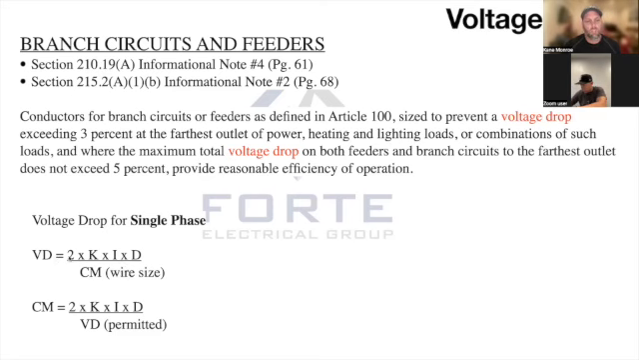So voltage drop is 2 times, and remember, 2 means single phase. To remember the 2, it's up and back. It's on your hot and then back to your neutral. Up and back is your 2. K, I'll show you where to find your K, and that's the type of wire you're using. It's either aluminum or copper, and your K will change depending on that. Times I, which is your current in your Ohm's law, and D equals distance.